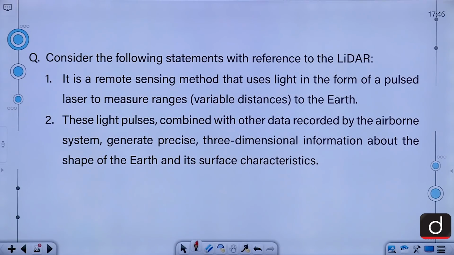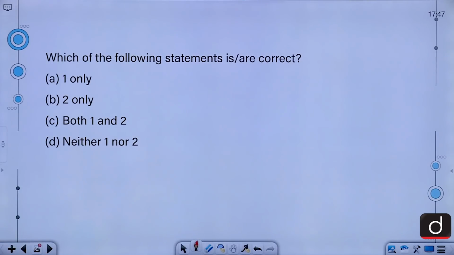It is a remote sensing method that uses light in the form of a pulsed laser to measure ranges, that means variable distances to the Earth. These light pulses, combined with other data recorded by the airborne system, generate precise three-dimensional information about the shape of the Earth and its surface characteristics. Which of the following statements is or are correct?